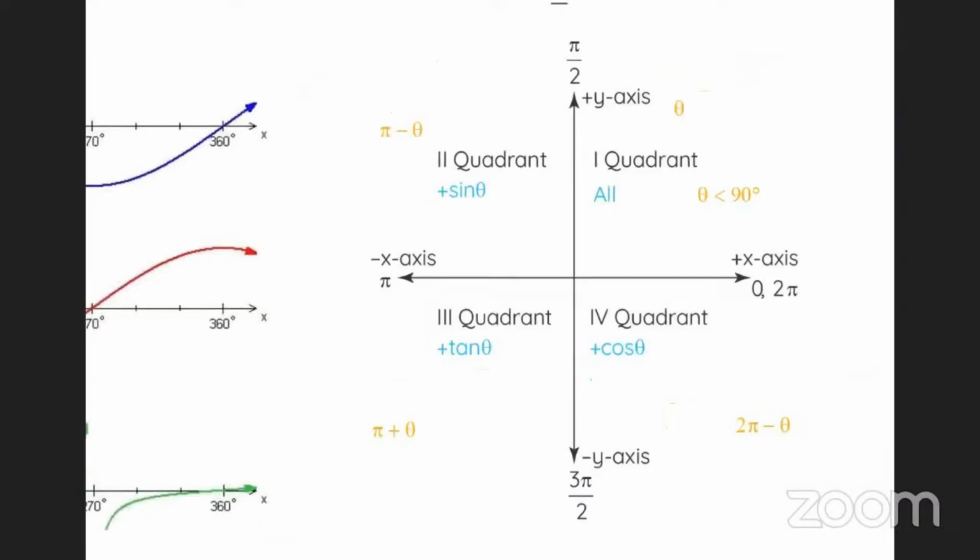Next thing that we need to remember is this quadrant thing here. First quadrant, everything positive. First quadrant is the values that you'll get in the calculator. Second quadrant is when sine positive. Third quadrant, tan positive. Fourth quadrant, cos positive, right? To get the value in the second quadrant, you minus it from pi. To get the value in the third quadrant, you add it to theta. To get the value in the fourth quadrant, 2 pi minus theta. All right?